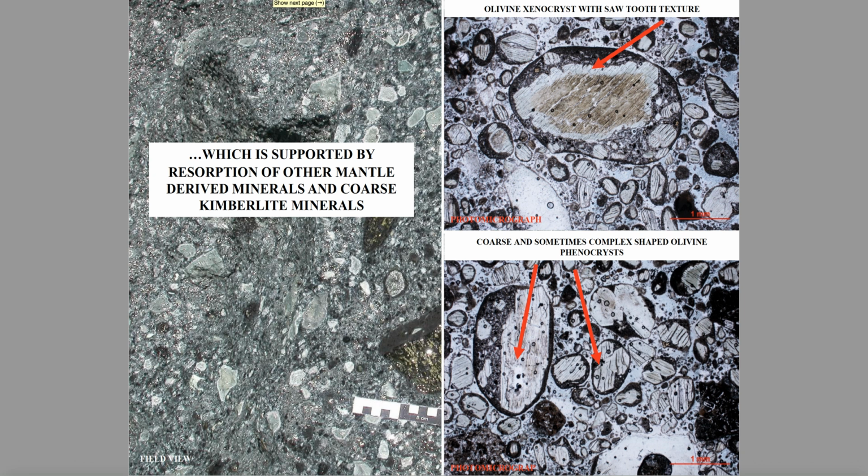So now we have here this resorption that is caused by or supported by the resorption of other mantle-derived minerals and coarse kimberlite minerals. You know, diamonds are brought to the Earth's surface by a kimberlite. The kimberlite is just a transport mechanism. It has nothing to do with the formation of the diamond, but the kimberlite acts like a catalytic converter. So this catalytic converter can be the cause of the resorption of the diamond.